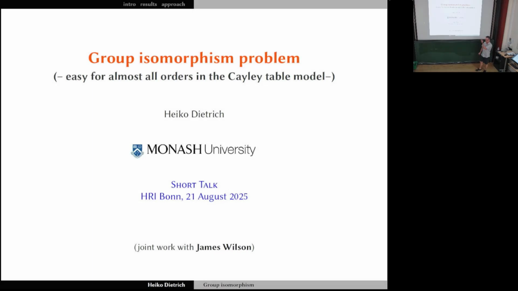Yeah, so group isomorphism problem, it's a joint work together with James Wilson. It appeared a couple of years ago in 2022 in FOCS, but it's a very nice result that's suitable for a short talk, so I thought I'd report about that.